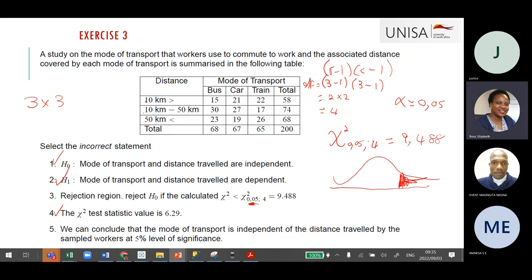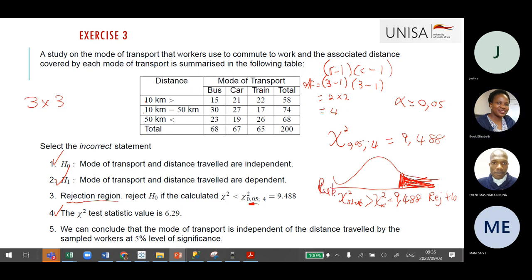Now, instead of jumping to conclusion there, we need to place our critical value and our region of rejection. Our critical value is 9.488. And we know that the rule says, if your chi squared stat is greater than your chi square critical value, we reject the null hypothesis. That is the rule.